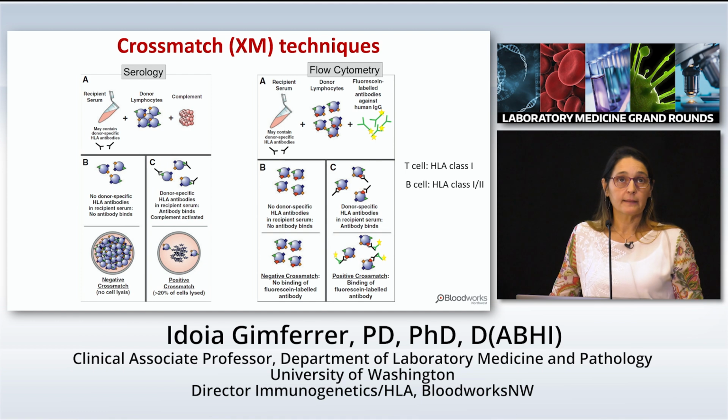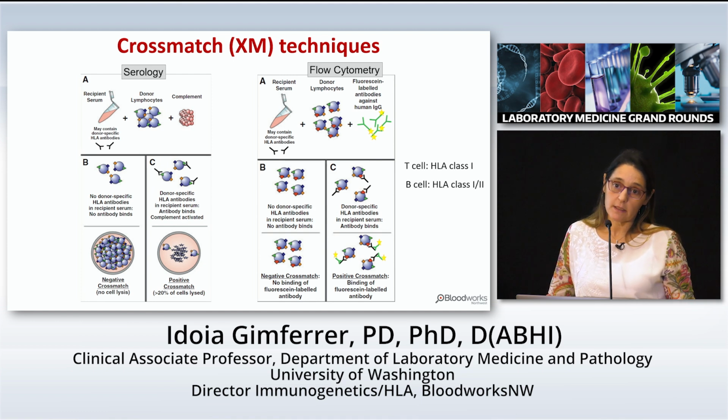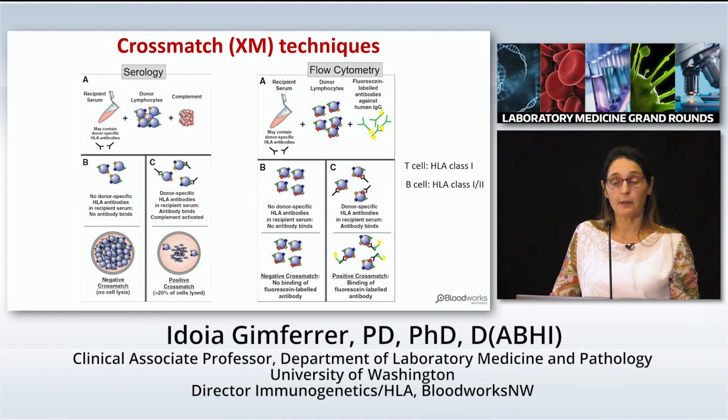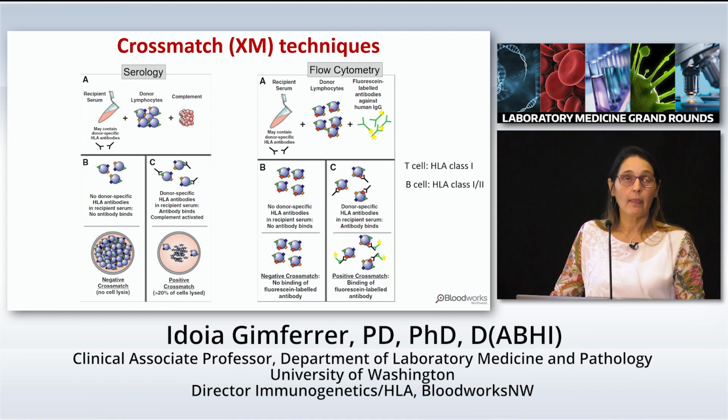The other tests that we do in the laboratory are cross-matches. We do cross-matches by flow. Serology has been the gold standard for many years, since it was starting in the late 60s. But in the United States, most of the laboratories are doing flow cross-matches. They all need serum of the patient. They all involve cells of the donor.